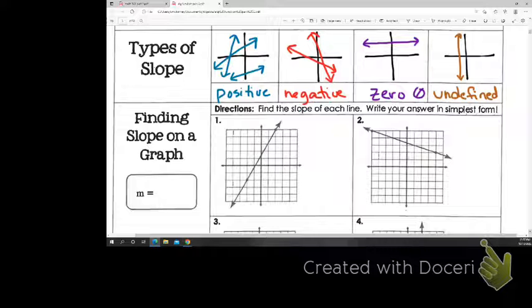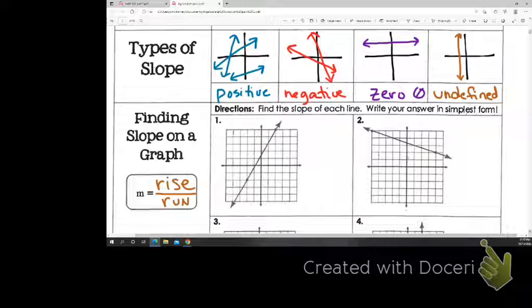So when we look at slope on a graph, if we have the graph, instead of using a formula, I would encourage you to just count the boxes. So when we look visually, the slope is the rise over the run. The rise, that would be how much the y is changing. The run is how much the x is changing.